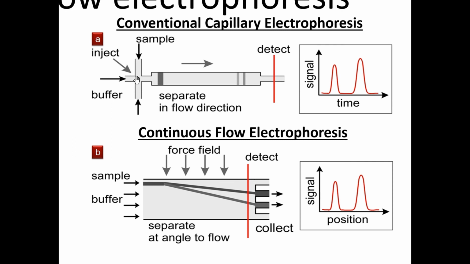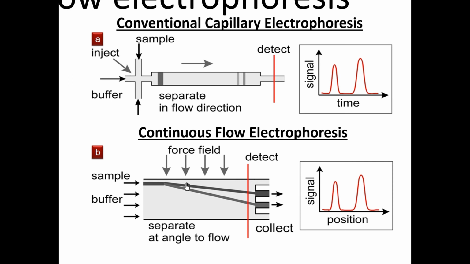In conventional electrophoresis, all the molecules are moving at this speed due to the electroosmotic flow, and the electrophoresis is parallel to the same direction. Here, the sample is flowing from left to right due to a pressure-driven flow, and then you have an electric field going in the orthogonal direction.